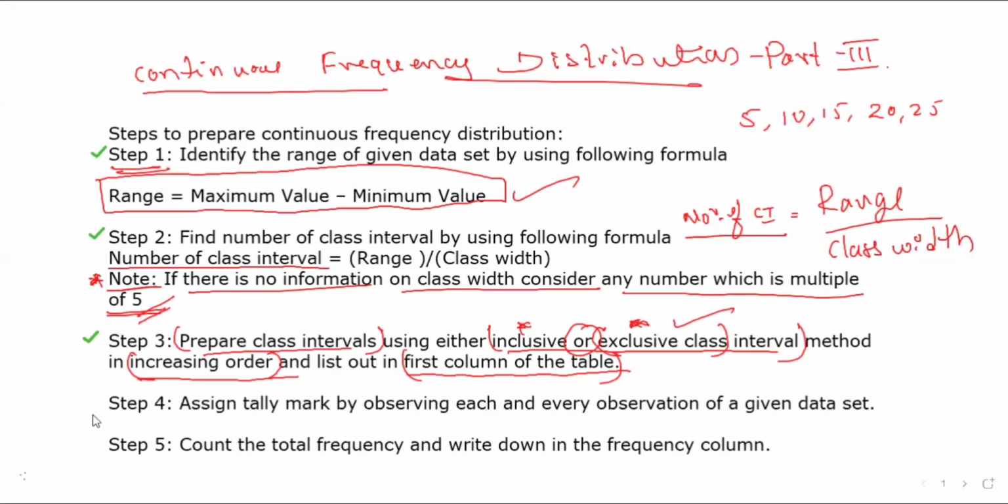So, the fourth step. Step number 4: assign a tally mark by observing each and every observation of the given data set, which is the same as the previous one, that is, the discrete frequency distribution. Step number 5: count the total frequency and write it down in the frequency column, right? So these are the steps to construct a continuous frequency distribution.